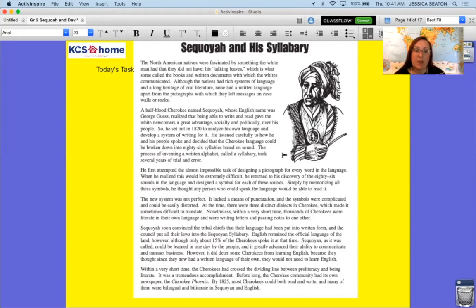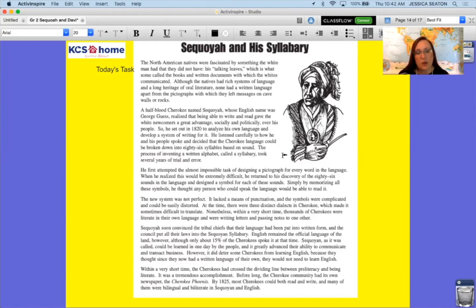Simply by memorizing all these symbols, he thought any person who could speak the language would be able to read it. The new system was not perfect. It lacked a means of punctuation, and the symbols were complicated and could be easily distorted. At the time, there were 3 distinct dialects in Cherokee, which made it sometimes difficult to translate. Nonetheless, within a very short time, thousands of Cherokees were literate in their own language and were writing letters and passing notes to one another.